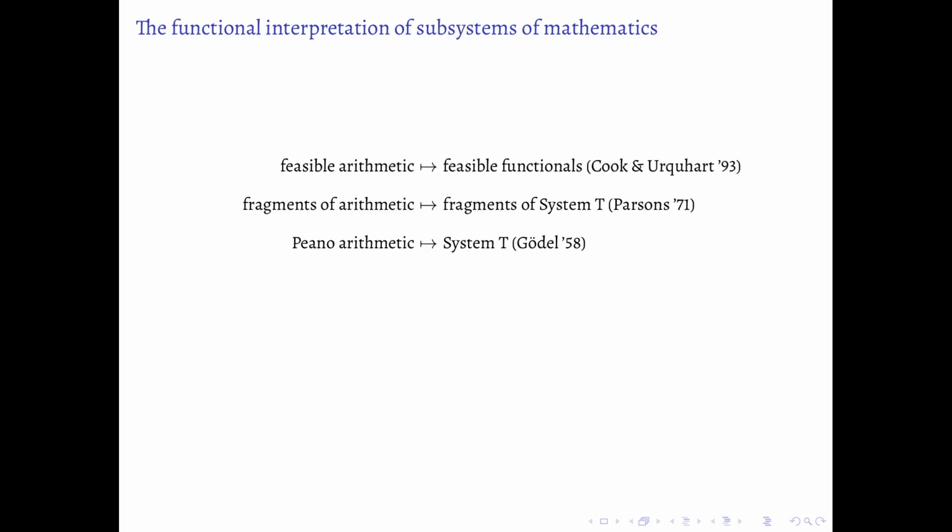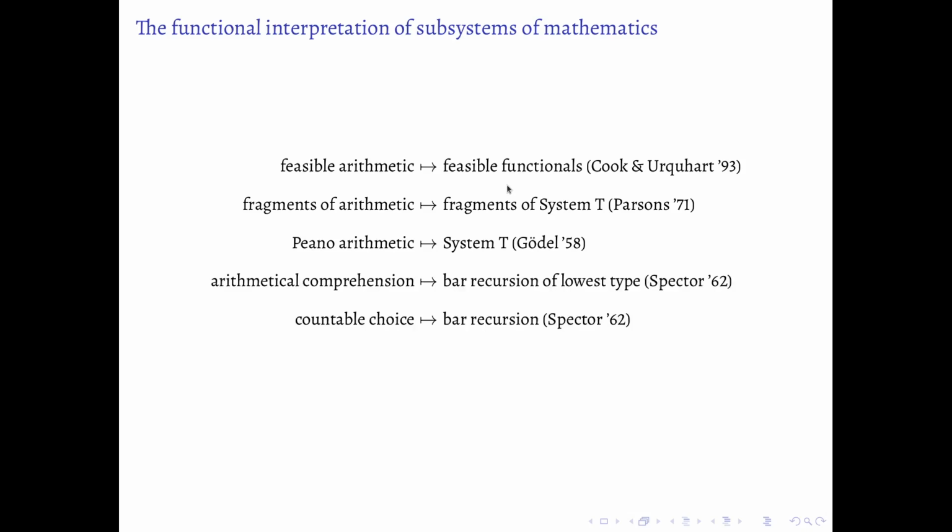Alright, so just to give you a rough map of the various soundness proofs for the functional interpretation. The original result of Gödel is that Peano arithmetic gets mapped to system T, but there are extensions of this in both directions. There are refinements of the functional interpretation which take, for example, fragments of arithmetic and map these to fragments of system T, and similarly for theories of feasible arithmetic. And in the other direction there is strengthening, so that there are extensions of the functional interpretation to stronger theories.